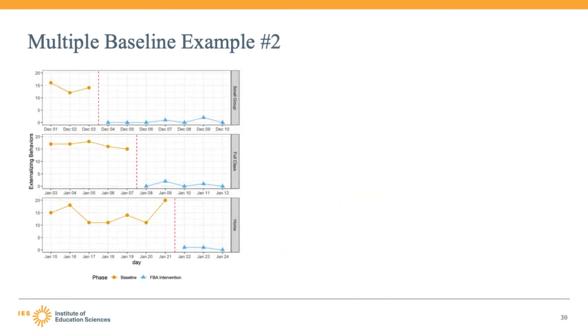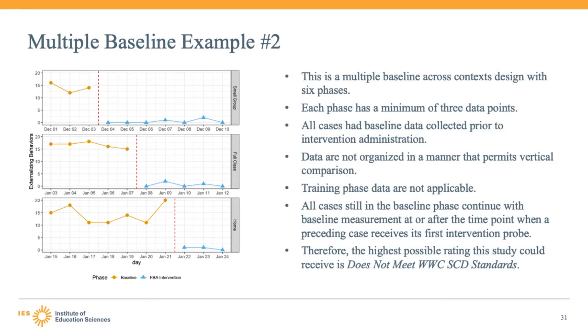Here is a second example, which involves a multiple baseline across context design that includes 6 phases, 1 baseline phase and 1 treatment phase per case, and a minimum of 3 data points per phase. If we then consider the 4 additional multiple baseline or multiple probe criteria, we see that first, baseline data were indeed collected prior to the intervention being administered for any case.